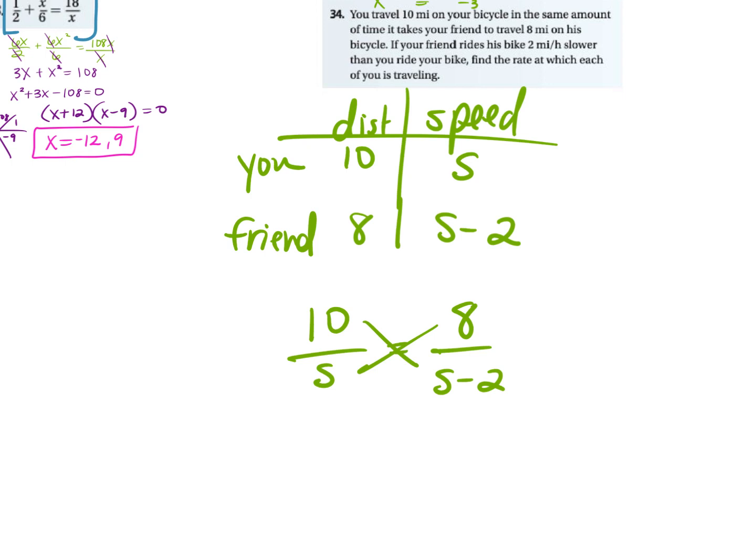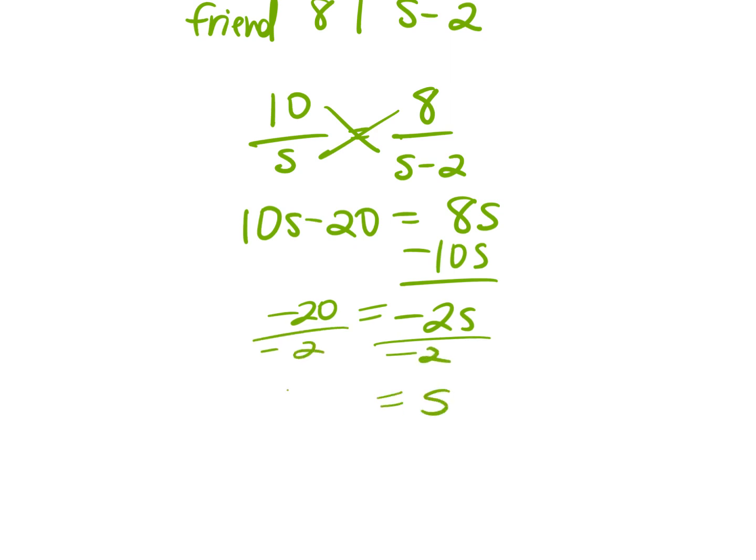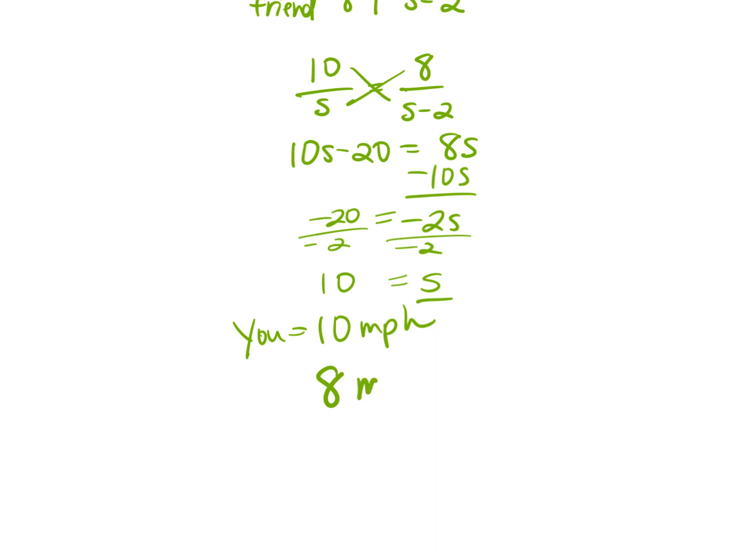So you really just need to cross multiply that. I promise I don't give you one like this either. But the concept, where you're setting it up and cross multiplying, that's what I care more about. So 10s minus 20 equals 8s. If you take away 10s, negative 2s equals negative 20. Divide by negative 2. So the speed that you're going, that was s, right? So you're going 10 miles per hour. So how fast is your friend going? 8 miles per hour.